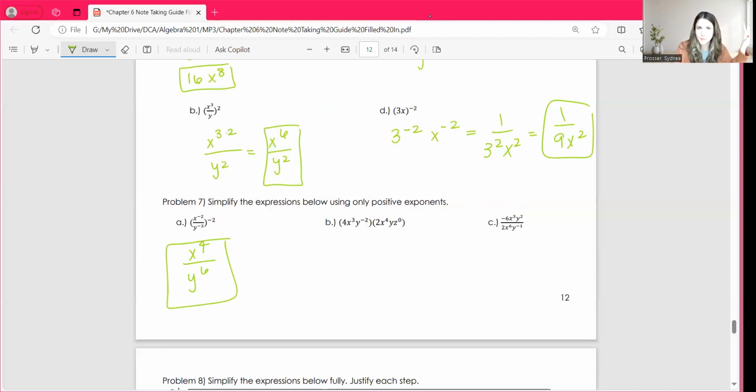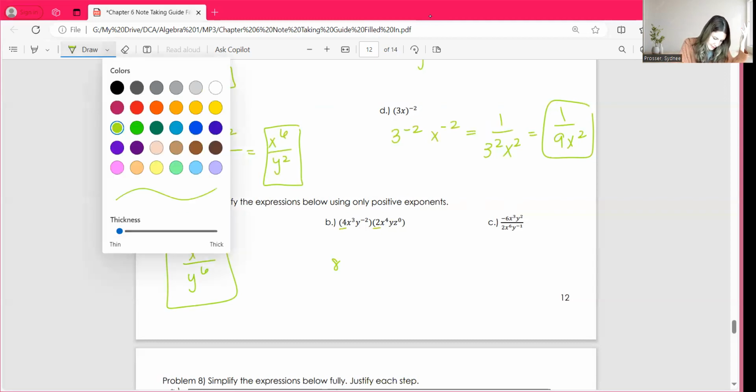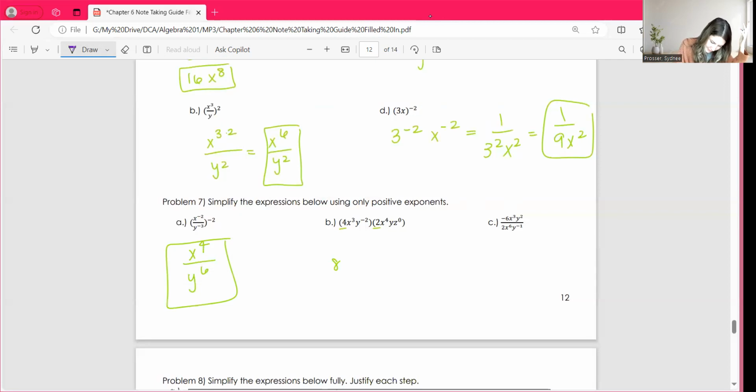Let's check out B. So much going on. Look for like terms to start, and I'm going to color code this, so hopefully it'll help. Just looking at my numbers, I've got 4 times 2, that's 8. Let's go for whatever term is next. My x cubed and my x to the 4th. Multiply variables, add the exponents. So I've got x to the 7th.